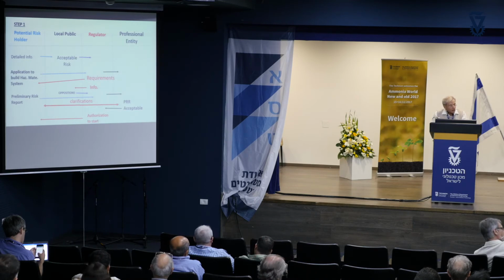Now, the potential risk holder has to prepare a preliminary risk report, which goes to the regulator and to the professional entities. There are usually questions and clarifications that should be carried out. And finally, when the preliminary risk report is acceptable, the regulator provides the authorization to start building. So you see, we have here the first step with the preliminary risk report, which includes everything, because the requirements of the regulator include the threats and all the standards and everything that we can think about.